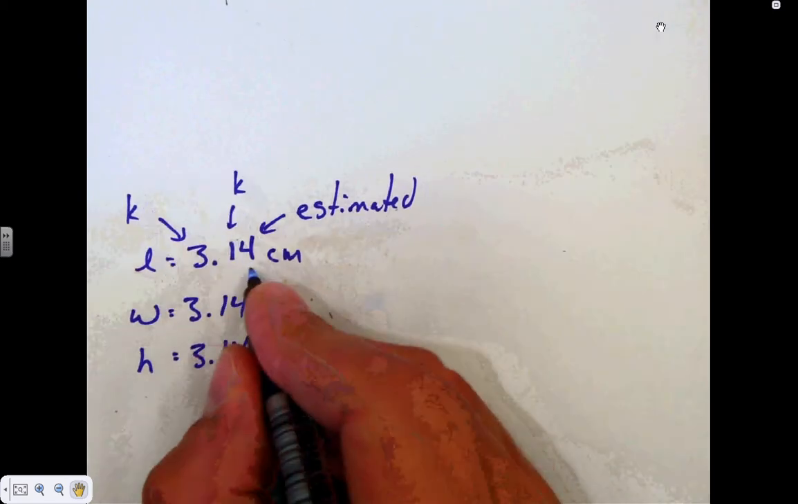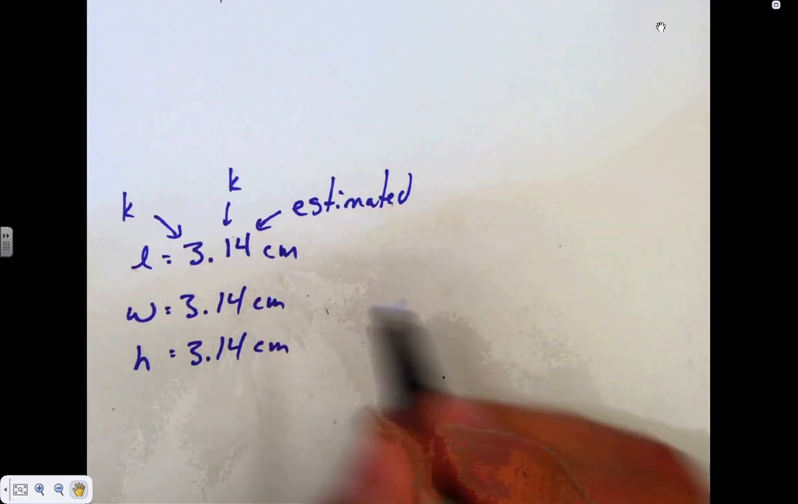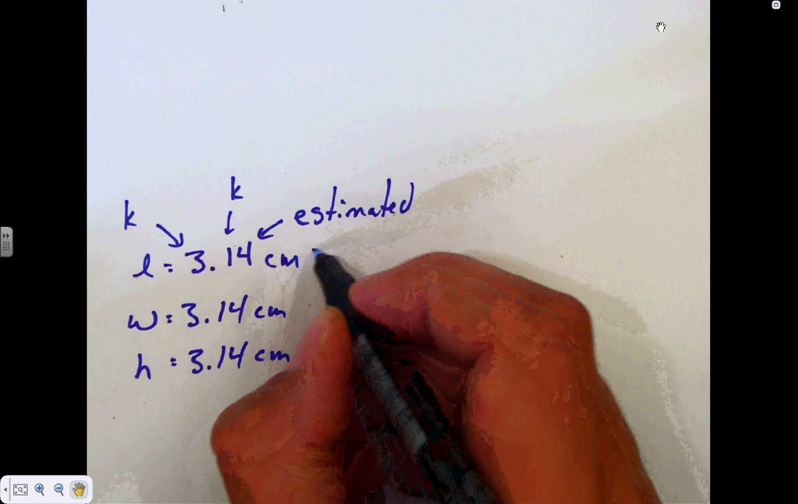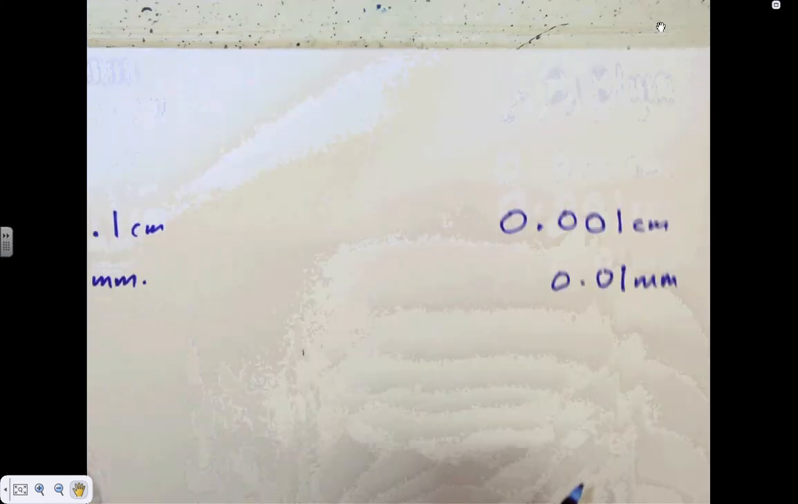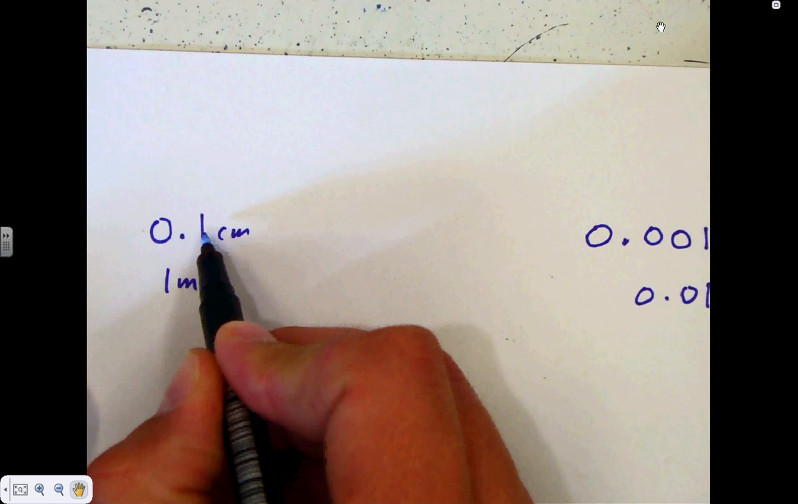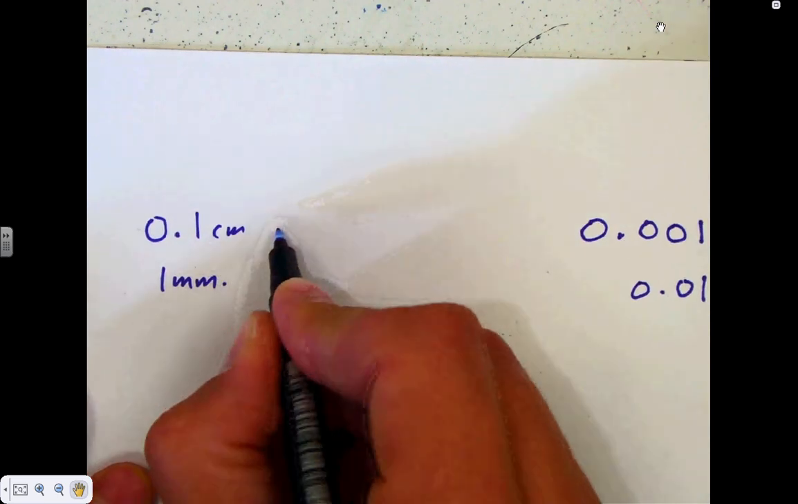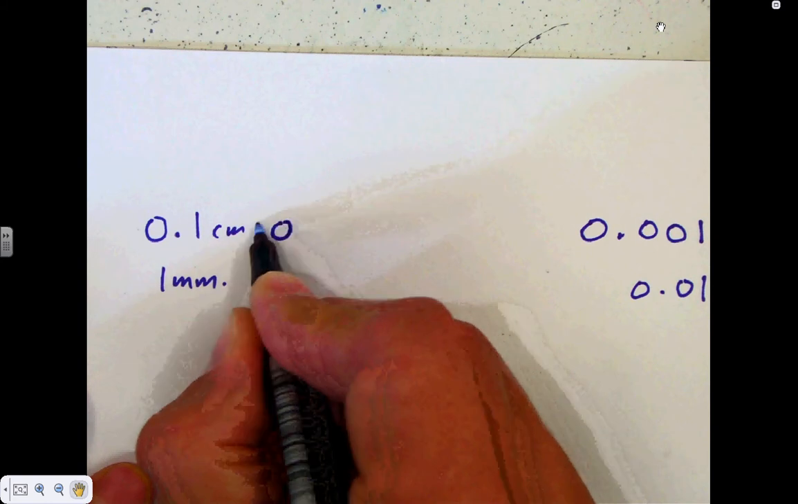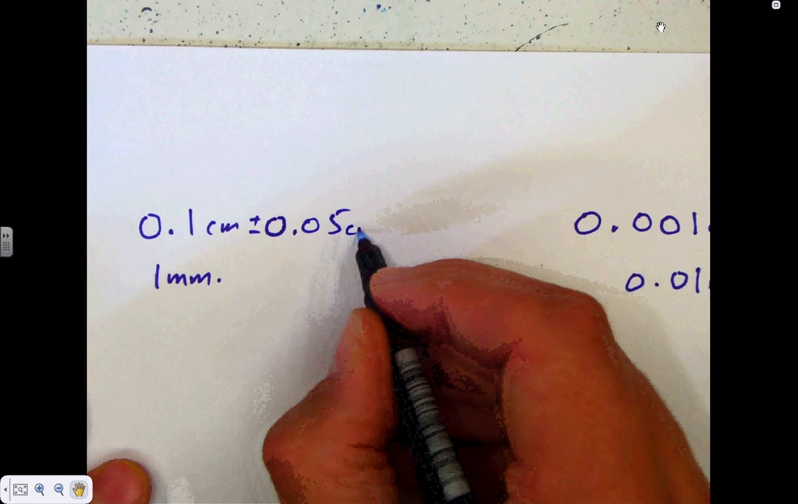Now, because this digit's estimated, we have to also include that there's some uncertainty in each of our measurements. We're going to add that on as half of the last readable digit. If you remember, our last readable digit was 1/10 of a centimeter, or 1 millimeter. So that means our uncertainty is going to be plus or minus half of that digit, in terms of centimeters.